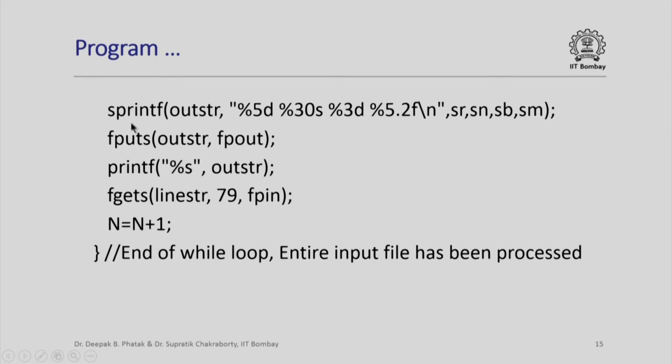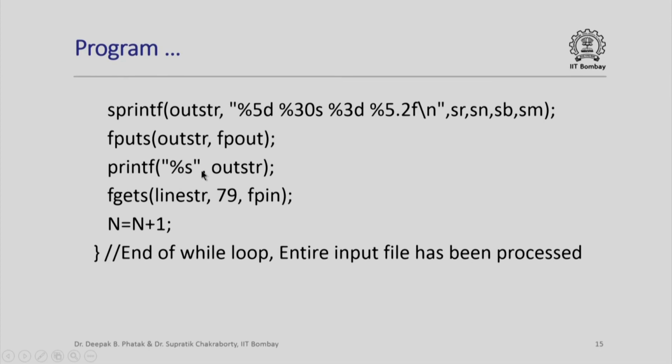Now, I collect these values and put them into an out string using sprintf. Observe that I am collecting sr, sn, sb and sm, and I am using the format 5d, 30s, 3d and 5.2f. I will get a complete line constructed which I output to fpout using fputs. I just print this string for my own benefit.